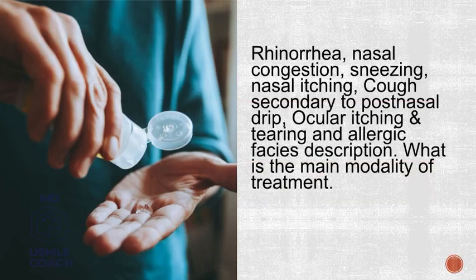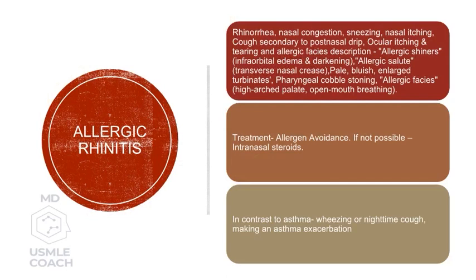Patient presents with rhinorrhea, nasal congestion, sneezing, nasal itching, cough secondary to postnasal drip, ocular itching and tearing, and allergic facies. What is the main modality of treatment? Answer is allergic rhinitis. Buzzwords here are the description of a patient with runny itchy nose, rhinorrhea, nasal congestion, sneezing, nasal itching, cough secondary to postnasal drip, ocular itching and tearing, and allergic facies. Description: allergic shiners, infraorbital edema and darkening, allergic salute, transverse nasal crease, pale, bluish, enlarged turbinates, pharyngeal cobblestoning, allergic facies, high-arched palate, open mouth breathing.